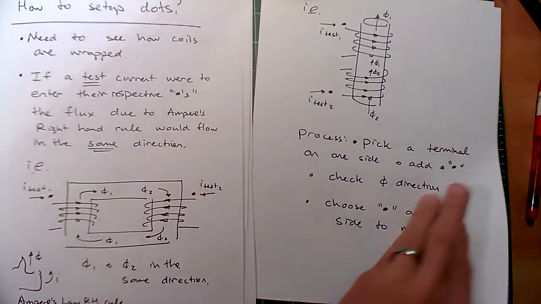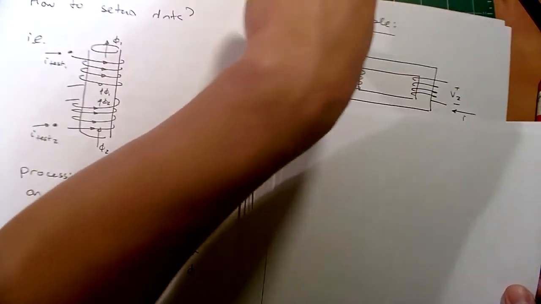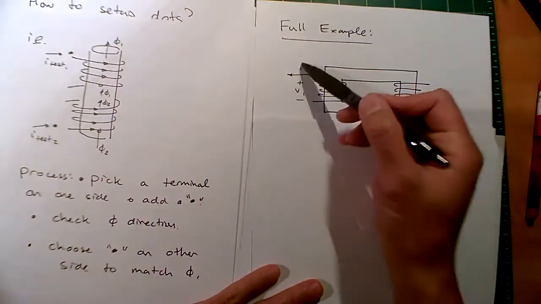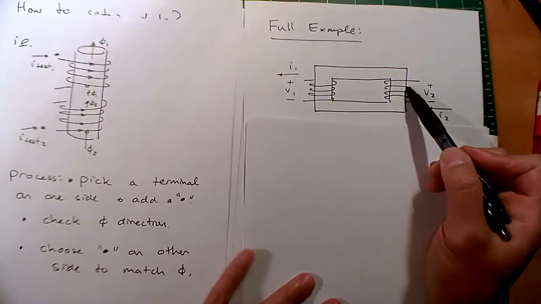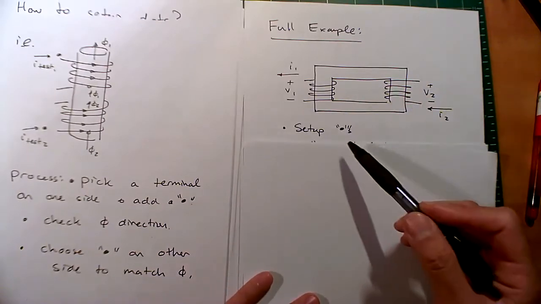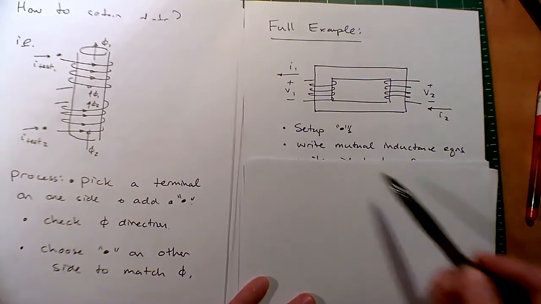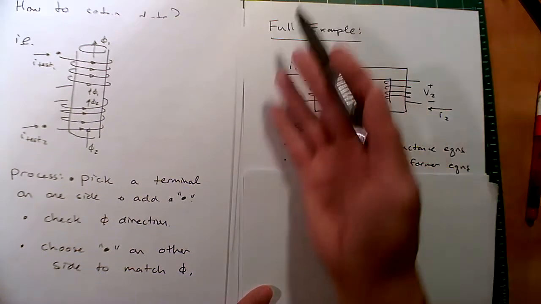Okay. So let's go and do an example. So let's say we had this example here where we had a transformer coil. We have I1, V1, I2, V2. Now we don't have any dots in here, but we want to set it up. So what do we have here? We can pick a dot on any corner. We can write the mutual inductance equation, write the ideal transformer equation. So let's say this is our full example.